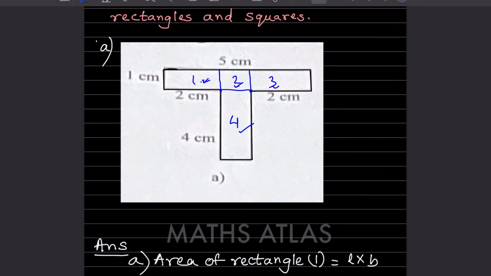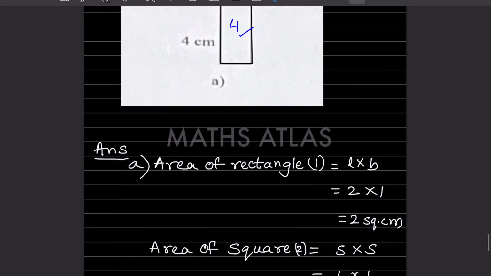Now see here, if I'm taking this first one, the area of this is a rectangle. So I just put here area of rectangle 1. So what is that? Length into breadth. The length is 2 and the breadth is 1. So what do you get here? 2 square centimeter.